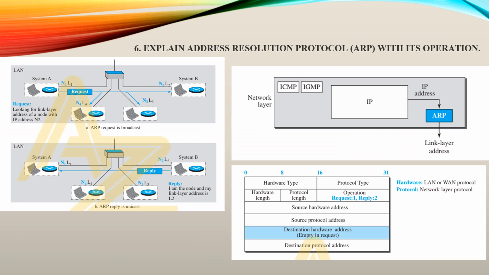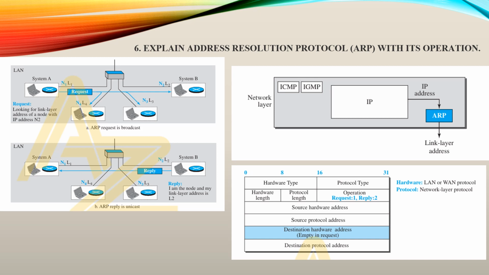Moving on to the next question, explain address resolution protocol with its operation. This is one of the most important questions asked in VTU. It is a repeated question, which we call ARP, address resolution protocol. First, this is the diagram that you will represent, telling that in the network layer you have IP protocol, that is internet protocol, along with ICMP and IGMP, the control and group message protocols. You have to write what ICMP and IGMP are, and then explain ARP.